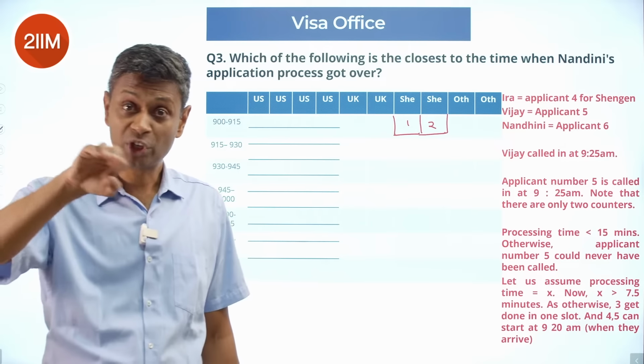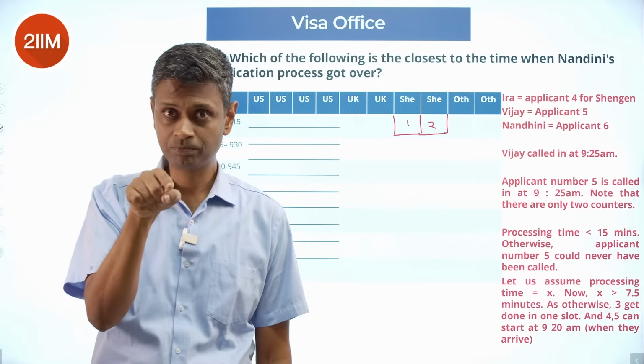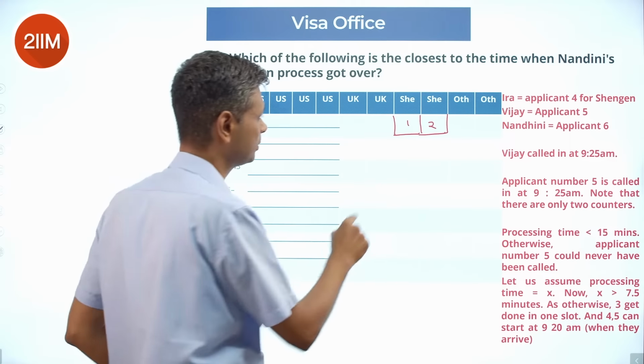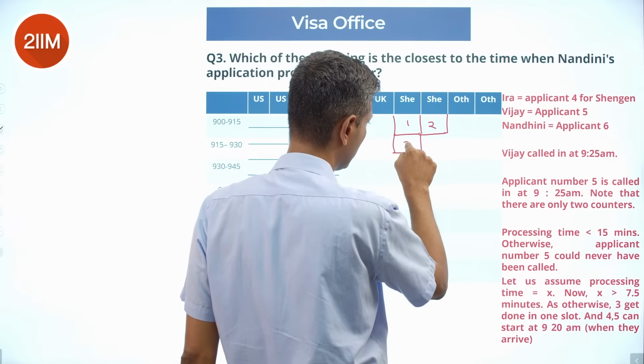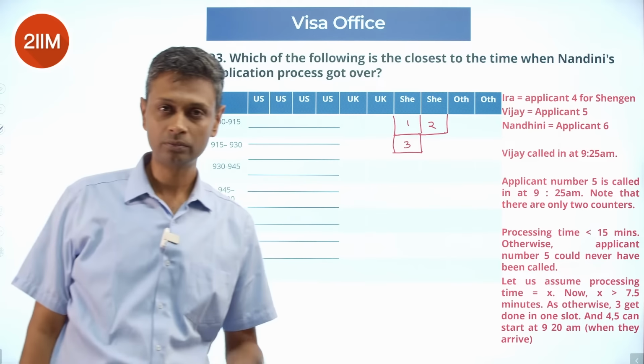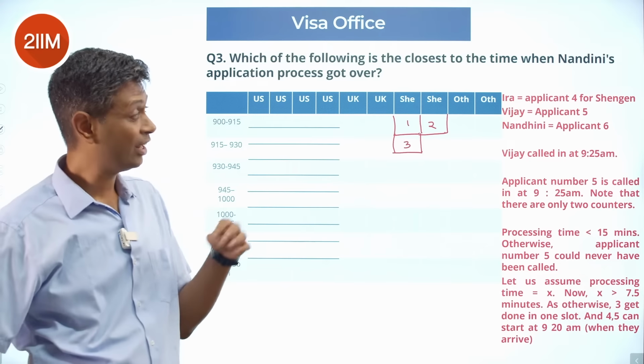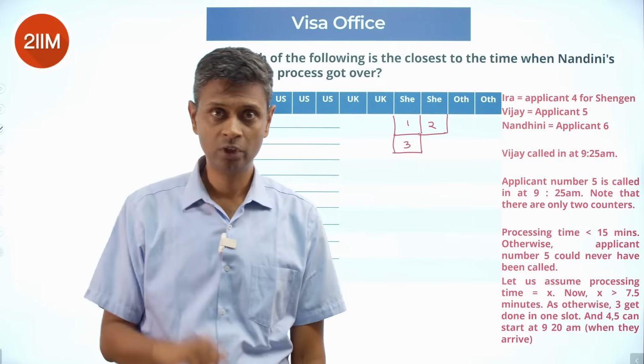Candidate 3 from the Schengen slot who came at 9 a.m. will go immediately here. Nice. Candidate 4 is Ira.